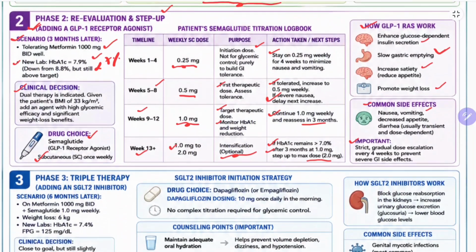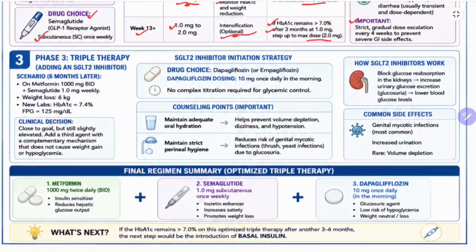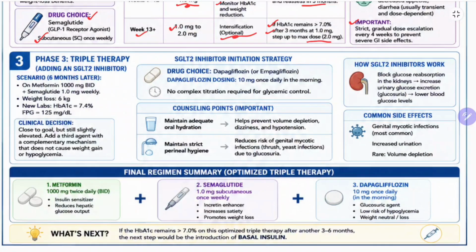So now after 6 months, what is the patient's status? We will see now. After 6 months, the scenario is the patient is on metformin 1 gram twice daily with semaglutide 1 mg once weekly. The patient has weight loss of 6 kg. New lab investigations: HbA1c is still 7.4%, and fasting plasma glucose is now at target. We have achieved the target of fasting plasma glucose, that is 125 mg per deciliter. What is the clinical decision now?